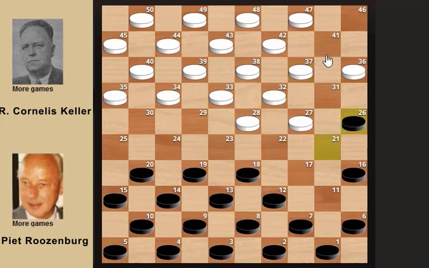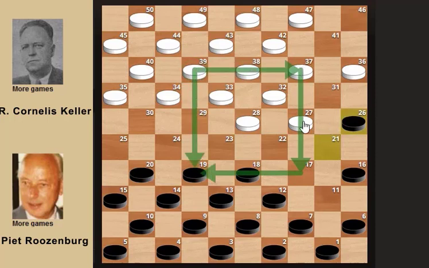Now, after 41-37, Roozenburg played 21-26. So 21-26 is the center of the square. So if you have a piece here, playing 26 will be the center of the square. So you can also move to the center of the square.